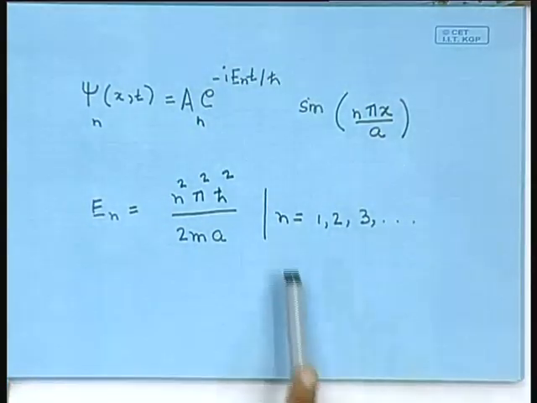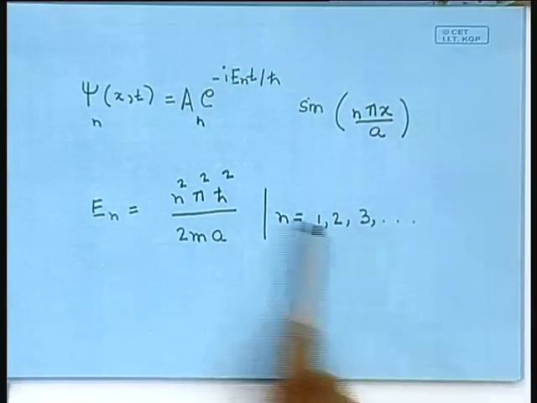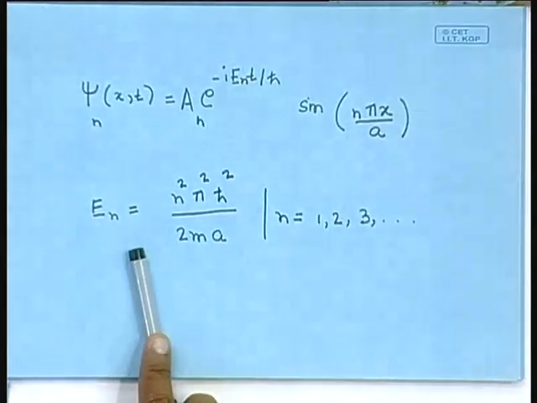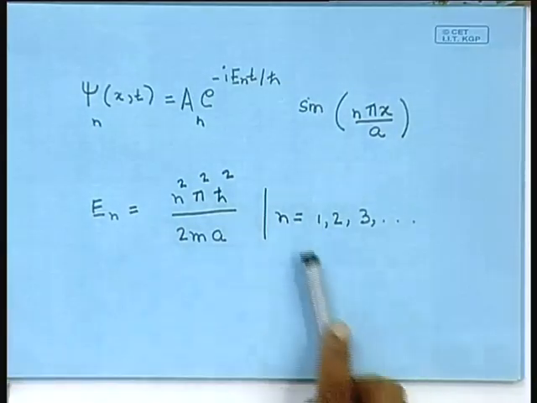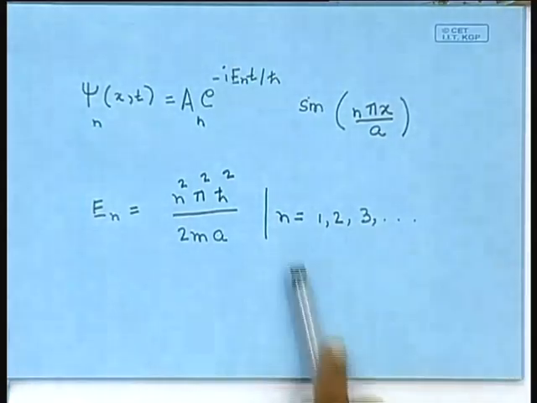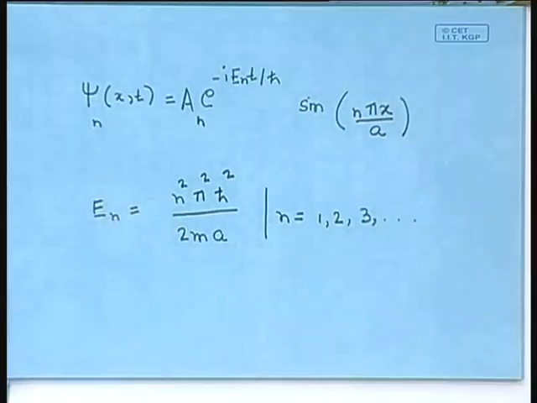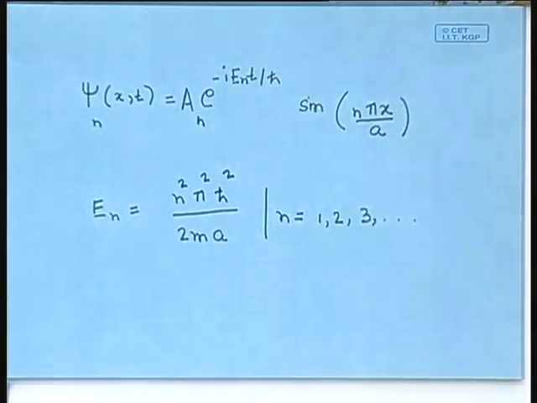So essentially, if I fix the value of n, I will get a wave function, I will get the corresponding energy, and any possible value of n gives you a valid solution. Let me now discuss what these solutions look like. So let me first take up n equal to 1. n equal to 1 is referred to as the ground state.